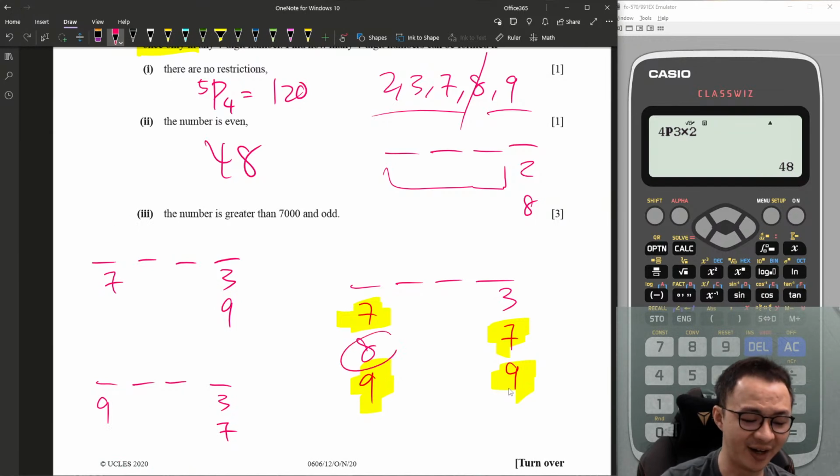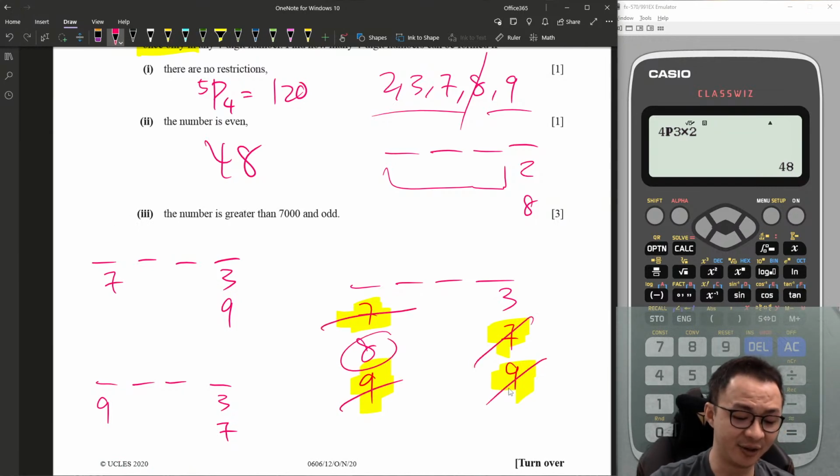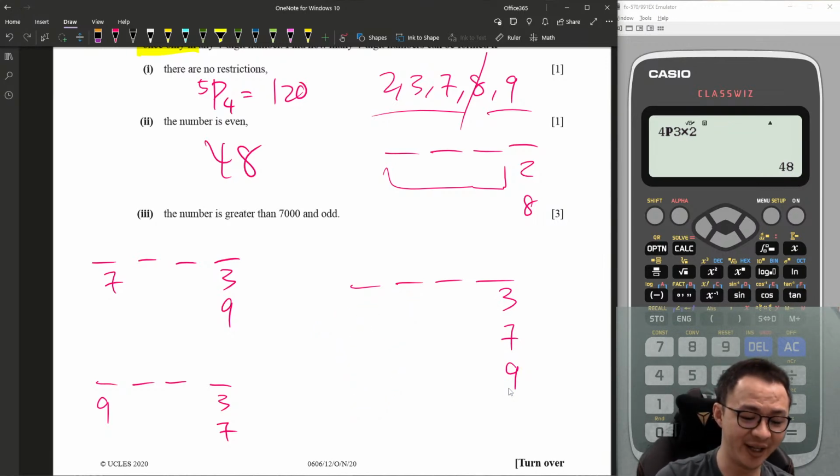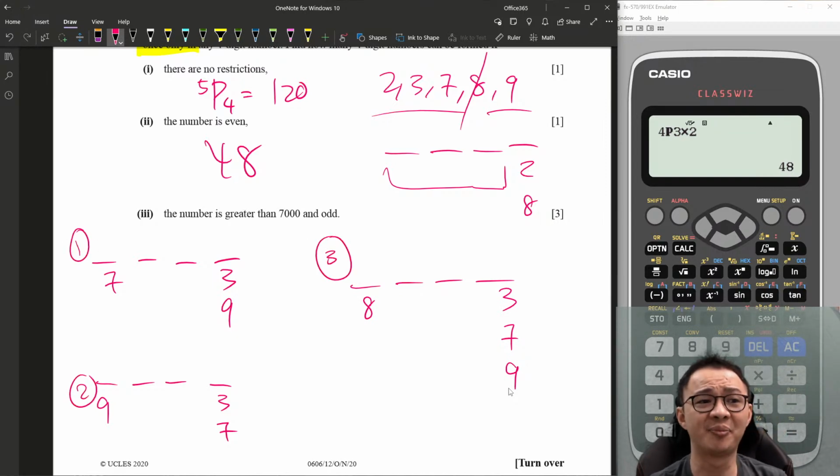And then I still have 8, right? That means if I put 8 at the first place, I can put 3, 7, 9 at the last place here, because I don't repeat. If I put 8 only here. So right now I have case 1, case 2, case 3. So I just do them separately. Case 1 and case 2, they are the same cases, so you can times 2 if you want to.